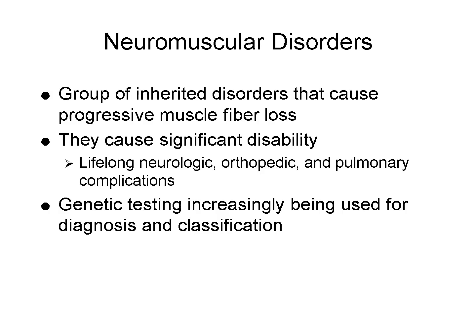Neuromuscular disorders are inherited conditions that cause progressive muscle weakness and wasting. They affect not only movement, but also respiratory and cardiac function. Early diagnosis through genetic testing is becoming more common. Management requires lifelong support from neurology, orthopedics, and rehabilitation teams.